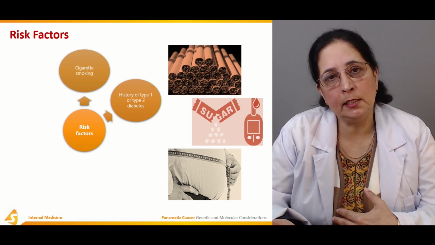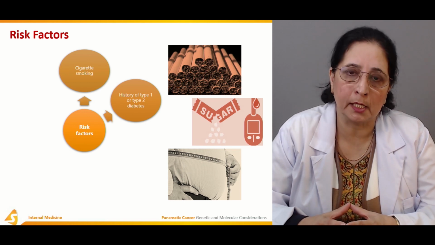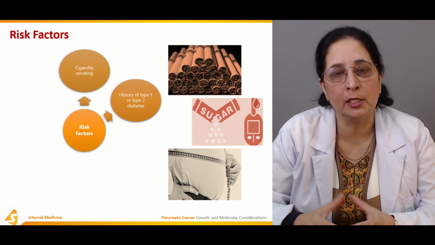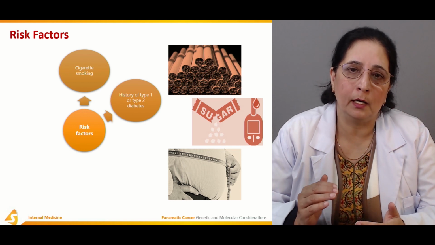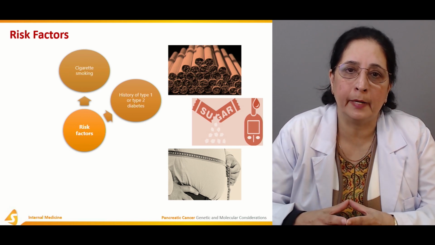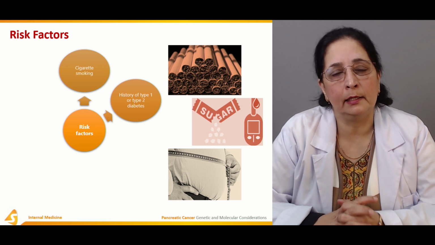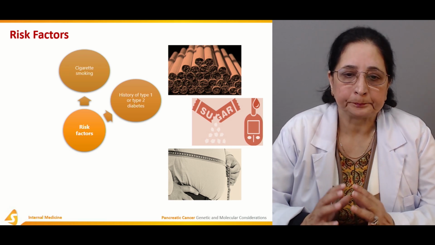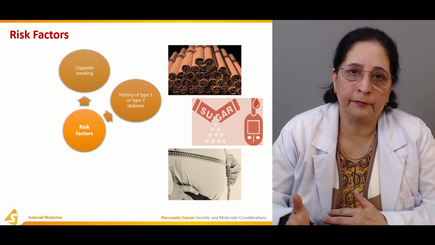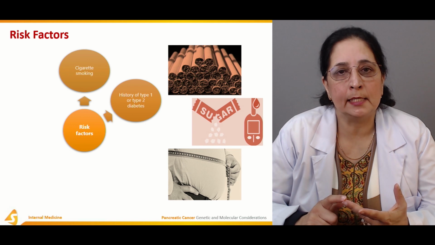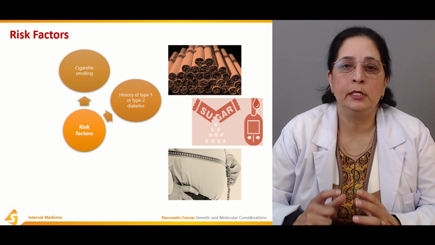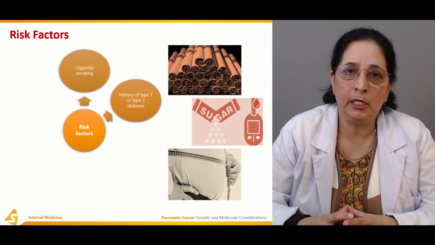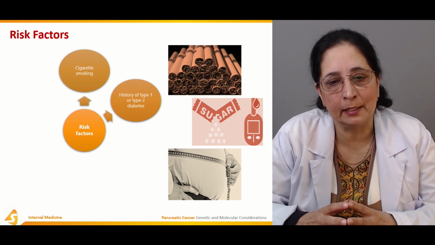Type 1 is insulin dependent, also known as juvenile onset, and type 2 is adult onset or maturity onset diabetes. That's not insulin dependent. Oral anti-diabetic drugs can be used for type 2 diabetes. So these are the risk factors: cigarette smoking, type 1 and type 2 diabetes mellitus, in which the blood glucose levels are high and they need treatment by insulin or oral hypoglycemic drugs.